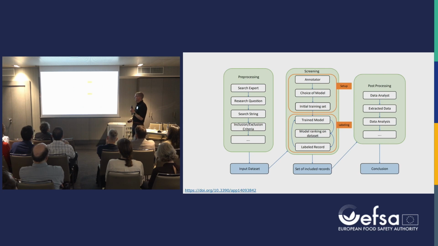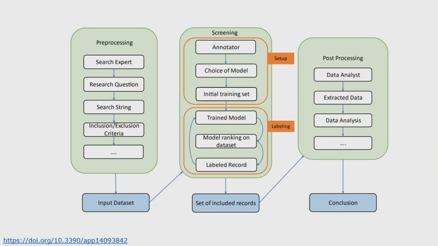Okay, so here is how it works. You always have pre-processing, right? You have a research question, a search string, you have specific inclusion and exclusion criteria to make it systematic. That results in an input data set, and with an input data set, we refer to the records you want to screen. Maybe abstracts of scientific papers, or policy documents, or legal cases, or whatever. So the pre-processing ends in a data set you want to screen.